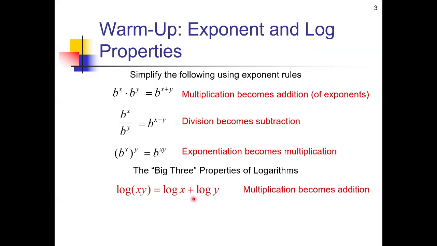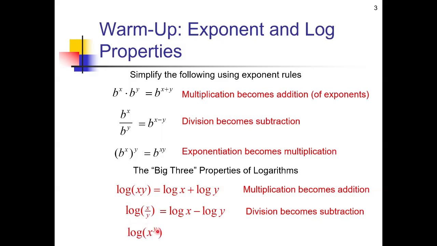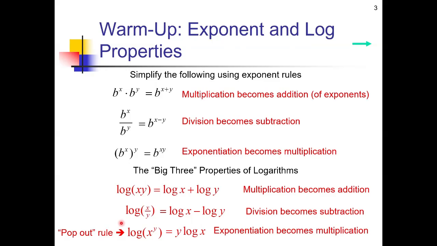And going the other direction, if you have the log of a quotient, log of x over y, you can make that into subtraction. You can make this into log of x minus log of y. And then last but not least, if you have log of x to the y, well, we saw up here exponentiation becomes multiplication. So what actually ends up happening in this situation is this y comes out as a multiplier times the log of x. Because the y pops out of here, I like to call this one unofficially the pop-out rule.